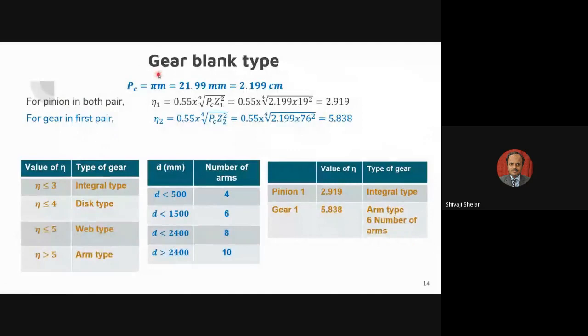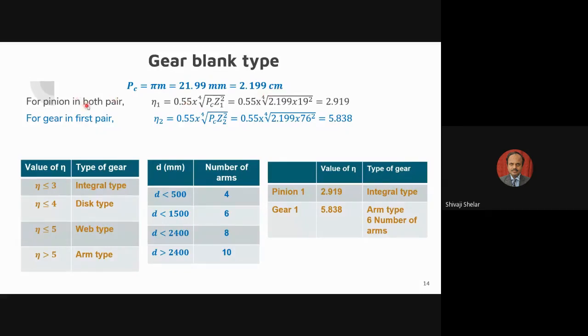So we have here a circular pitch pi into module. So pi into 7. 7 mm is the module here. So in millimeter it is 21.99. Since we use this value in terms of centimeter, so this value should be 2.199 centimeter.